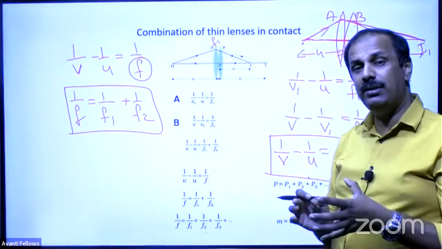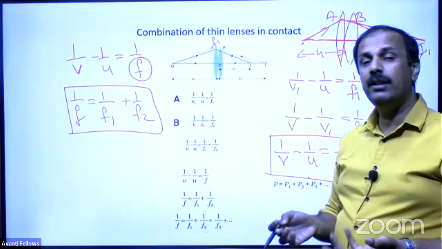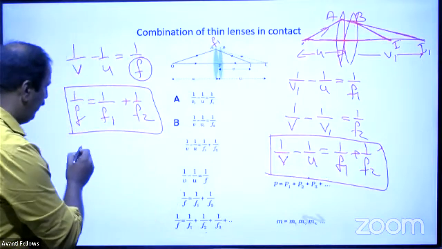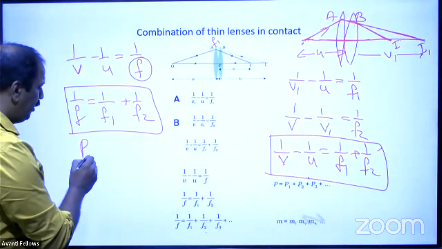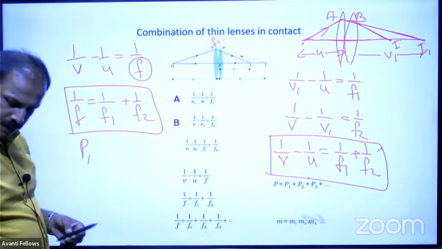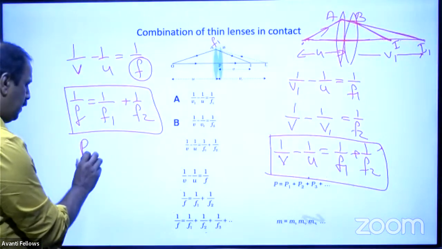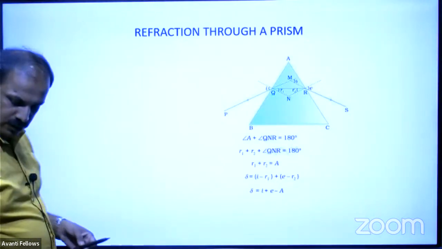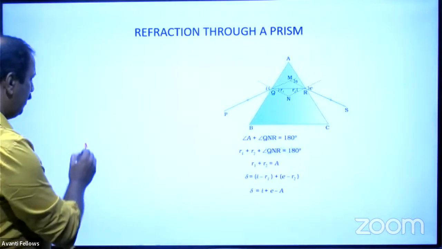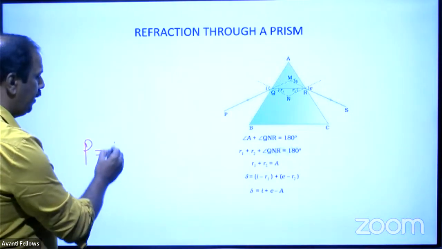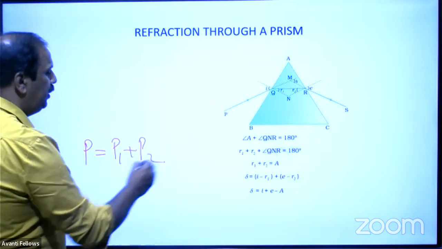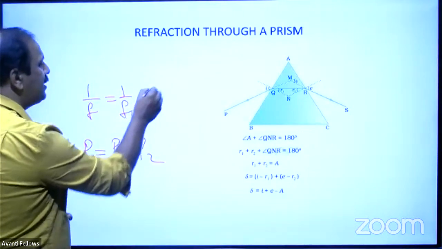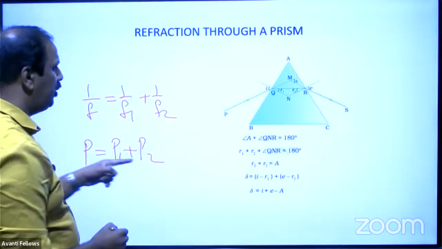So when total focal length reduces, what will happen to the power? The power increases. So actually 1 by F is power only. The total power of this one, how can we write? The total power is equal to P1 plus P2. Our equation was 1 by F is equal to 1 by F1 plus 1 by F2. So the power is equal to P1 plus P2.